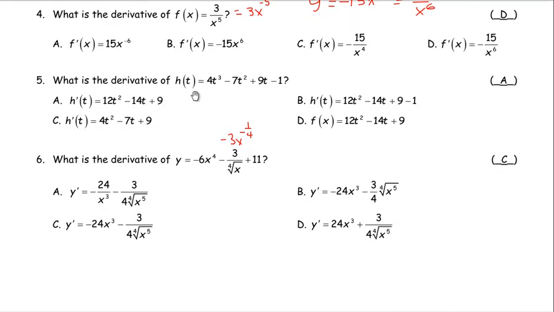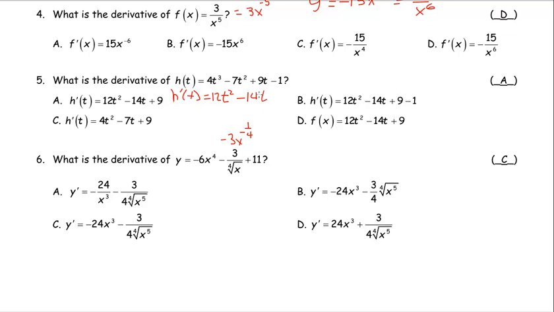Number 5, what's the derivative of h of t equals 4t cubed minus 7t squared plus 9t minus 1? Well, power rule with all the parts here. So the 3 comes down and multiplies by the 4 to give you 12. I guess I'll maybe write this below. So h prime of t, so it would be 12t, and then we reduce the exponent by 1, from 3 to 2, so we have t squared. And then the 2 comes down and multiplies by the 7 to make 14.